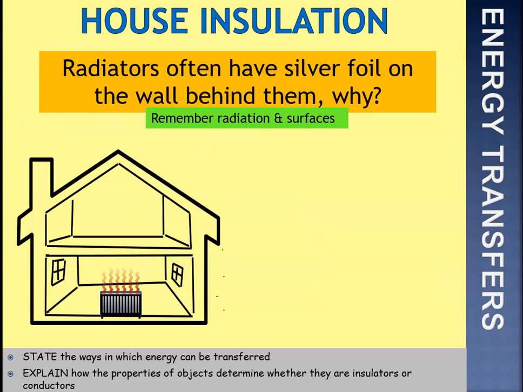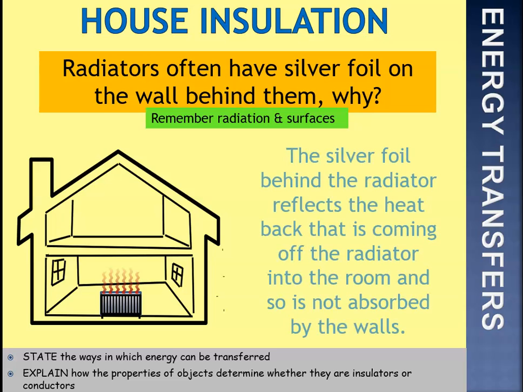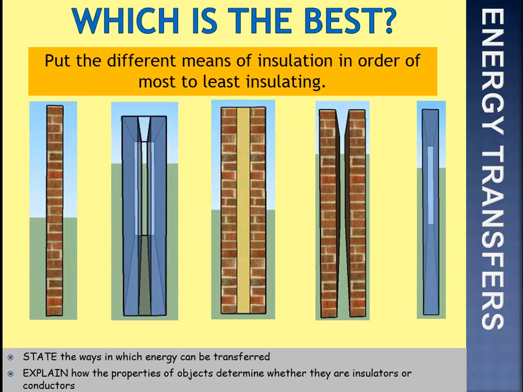Radiators often have silver foil on the wall behind them. Why? Well, the reason for this is the silver foil reflects the heat that's coming off the radiator back into the room, and it's not absorbed by the walls. The walls would then transfer it to the surroundings if we left it like that. So it means that the room heats up and stays heated.